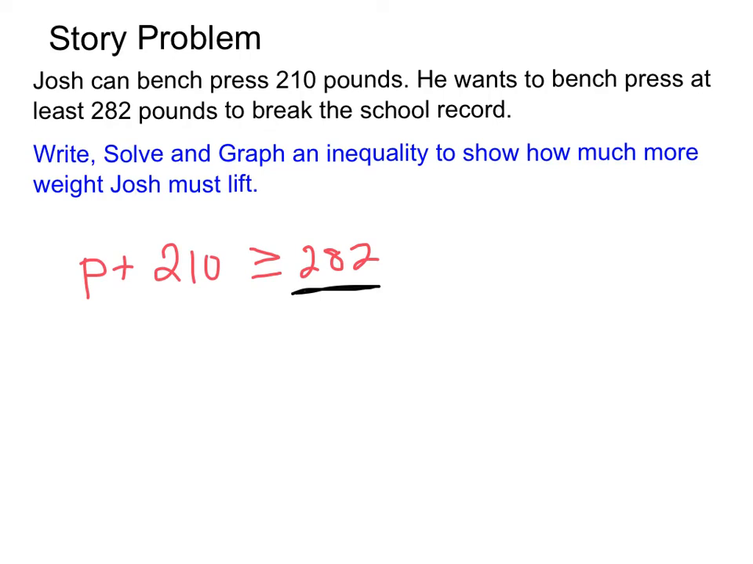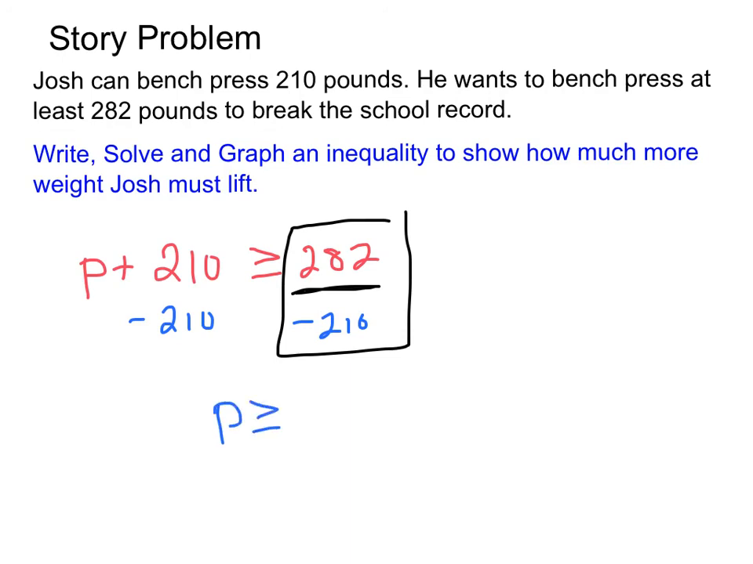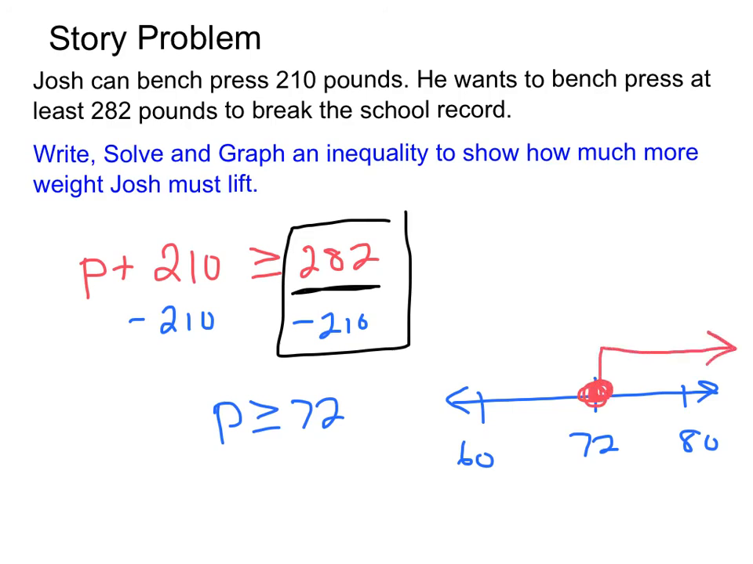And so the way that we would do this is the number of pounds that he has plus what he can already do. We can go ahead and solve that by subtracting 210. And this is the idea that some of you probably already thought, that I'm just going to subtract 282 and 210. And that's exactly what we end up doing. But we get the inequality of P is greater than or equal to 72. And then what we can do is go ahead and just graph that. Put 72 in the middle, and I'm going to go 80 on this side, and let's say 60 on this side. And so it's a closed circle at 72, and then everything to the right.